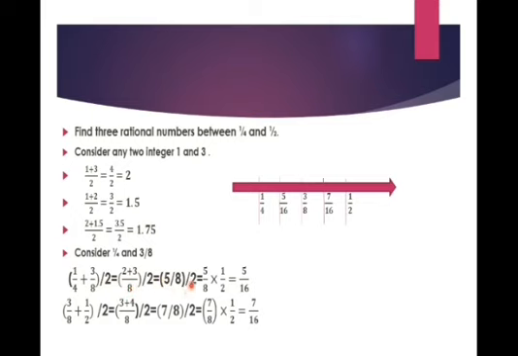How can we divide by 2? By the multiplicative reciprocal. The multiplicative reciprocal of 2 is 1 by 2. So 5 by 8 into 1 by 2: 5 into 1 is 5, and 8 into 2 is 16.